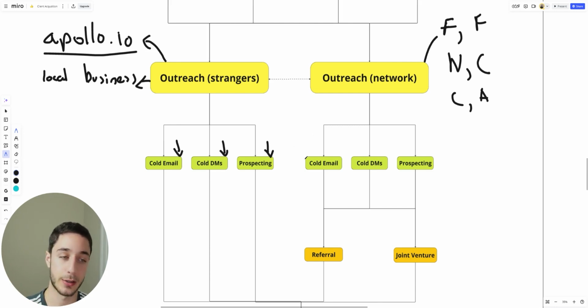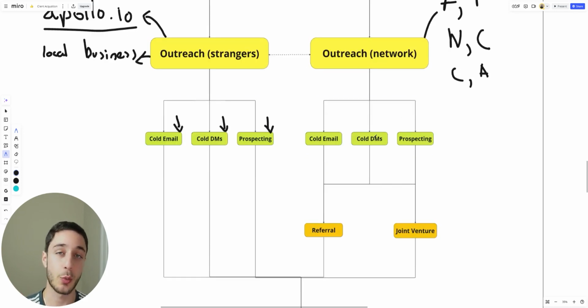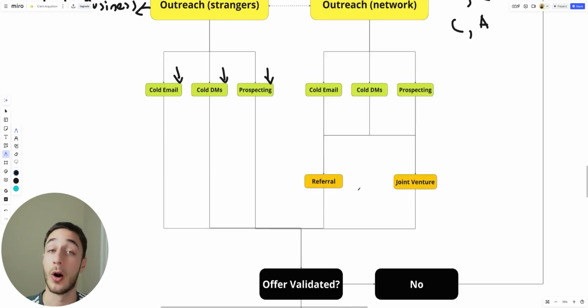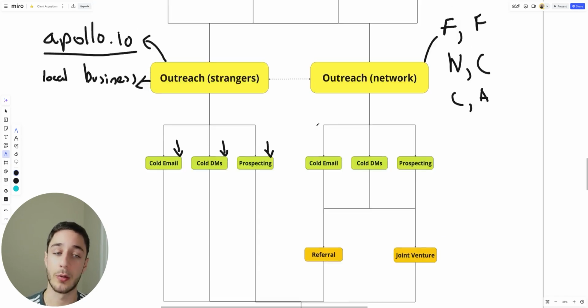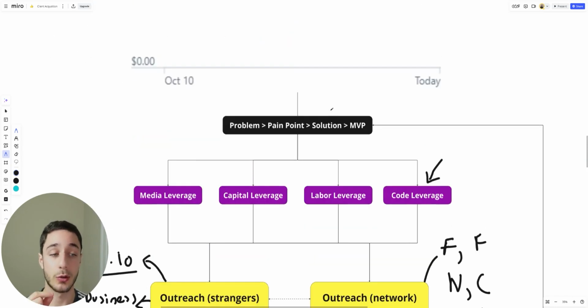And the key here, whenever you're reaching out, be it a stranger or a person from your network, the reason why we're reaching out is for us to validate our offer. I'll get into why we want to validate our offer so early on later. But the key aspect here is for us to actually validate that our solution solves not only the pain point, but also that the problem is worth solving.